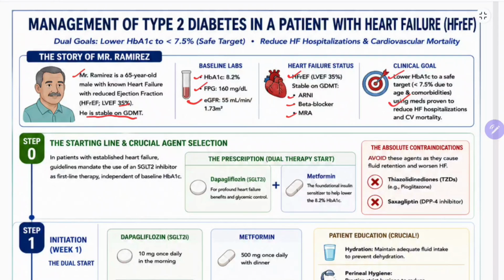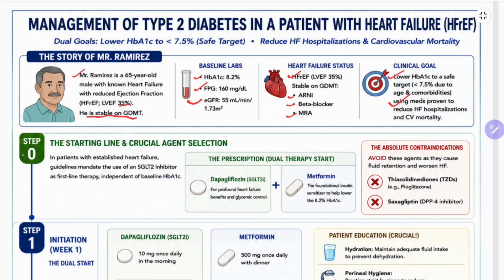Use meds proven to reduce HF hospitalizations, okay, and cardiovascular mortality. So after MI, if the ejection fraction is reduced, the main thing is frequent hospitalizations for heart failure, so that we should reduce. And the other thing is reducing the risk of atherosclerotic cardiovascular disease also.